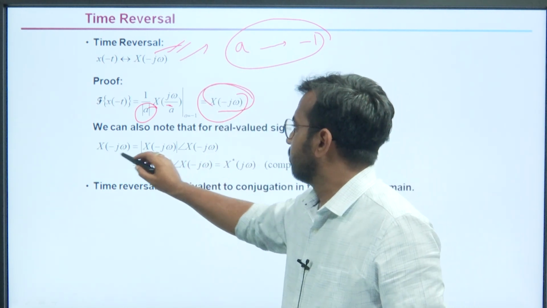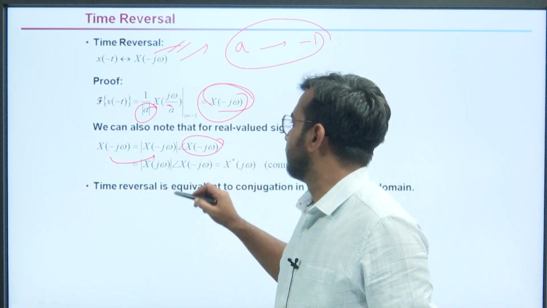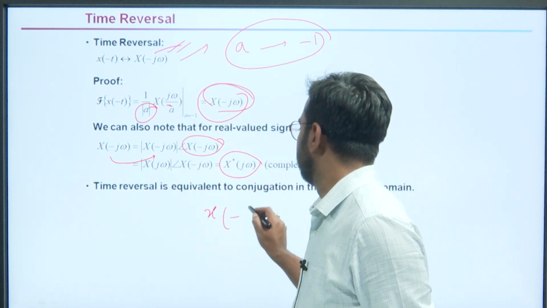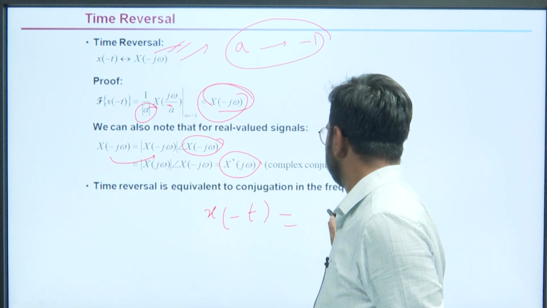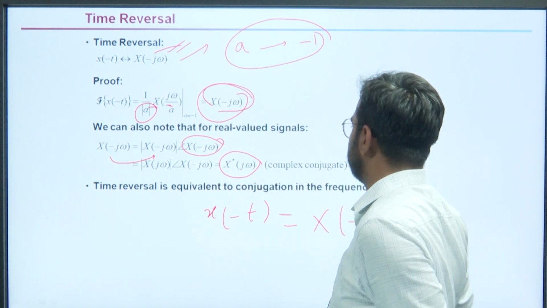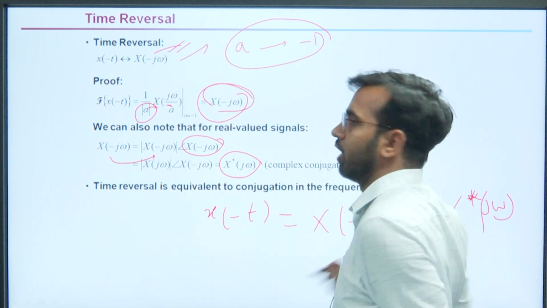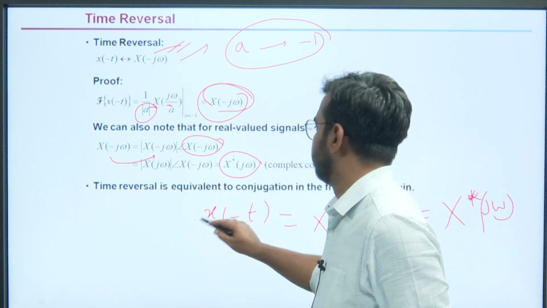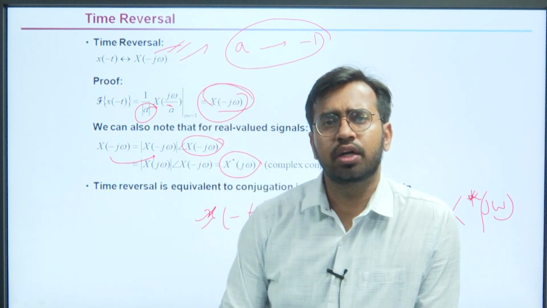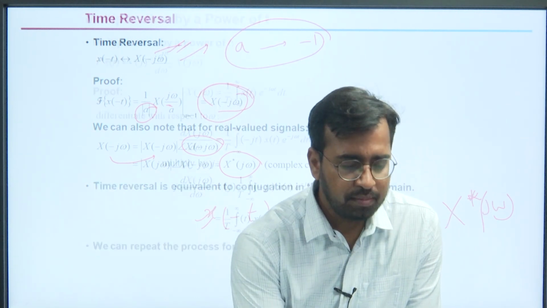Okay. So, remember this, or also one of the modified forms is, here you will get the same thing, only the angle changes. So, this can also be written as x(minus t) is equal to X(minus j omega), and this is equivalent to X star (j omega). So, remember this form. This is the time reversal form. As I have told you, it is the special case of time scaling where you put a equal to minus 1.